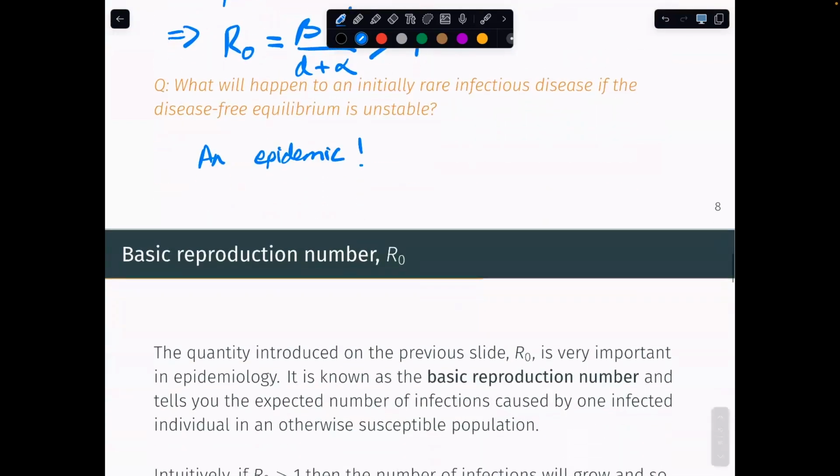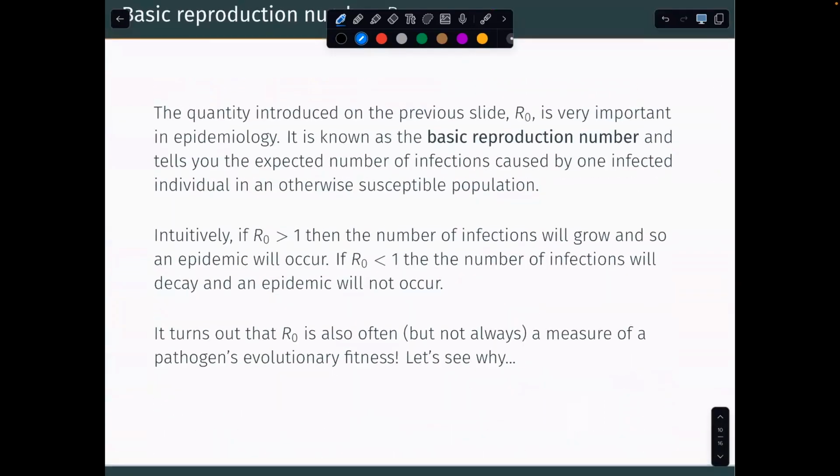So this quantity that we've introduced, R naught, is very common. Who's heard of R naught before? A few of you, great. This is the basic reproduction number and tells you the average number of infections caused by one infected individual when everyone else in the population is susceptible. So intuitively, if R naught is greater than 1, that means one infected individual is going to give rise to more than one infection on average. And each of those people early on are going to give rise to more than one infection on average. The number of infections is going to grow exponentially. Whereas if R naught is less than 1, people are infecting less than one person on average, therefore it's going to decay away to 0.